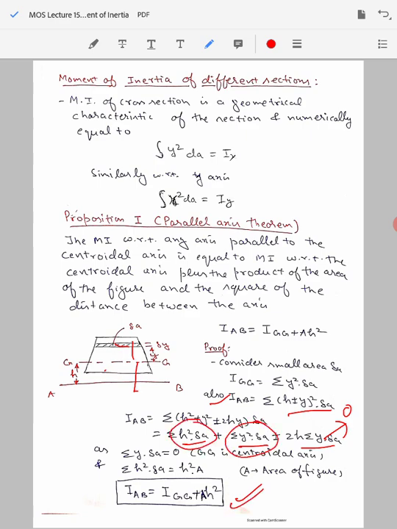So here is the term that we wanted to prove. We have proved that the moment of inertia about a parallel axis is equal to the sum of the moment of inertia about the centroidal axis plus the area of the figure multiplied by the distance square between these two parallel axes.